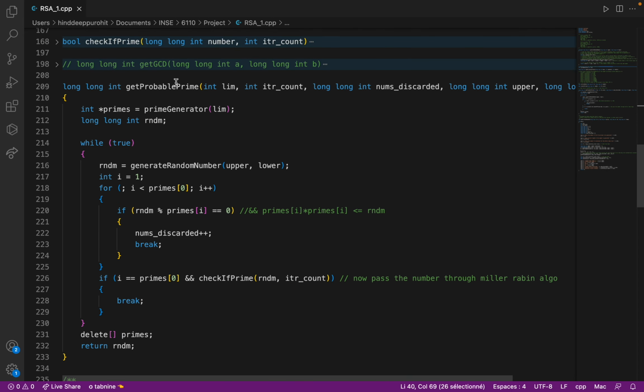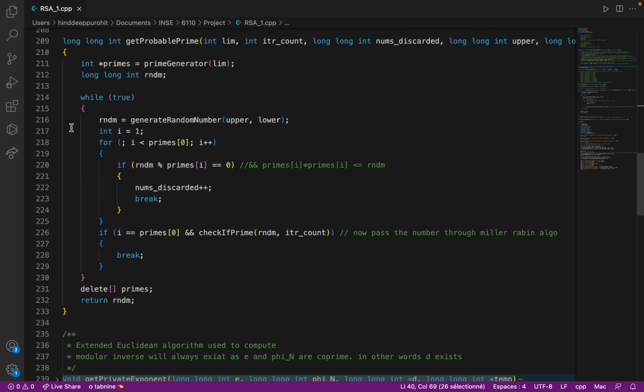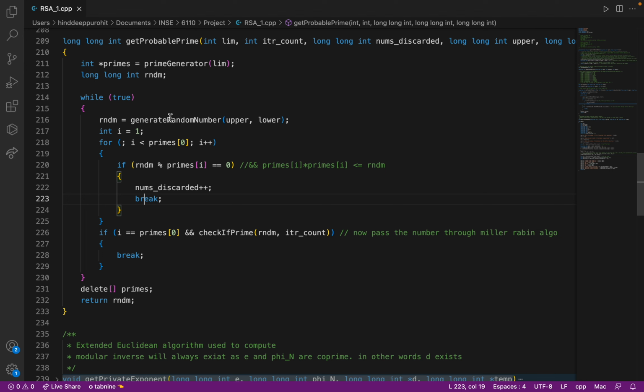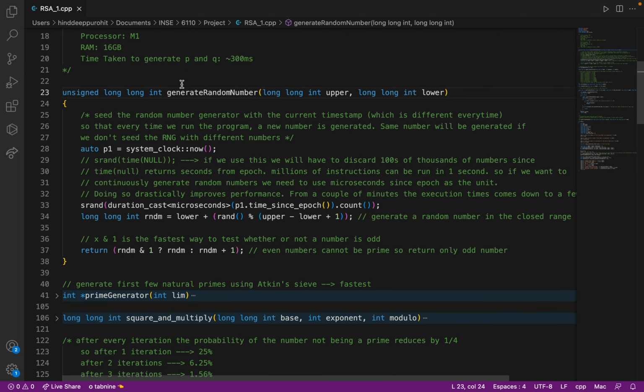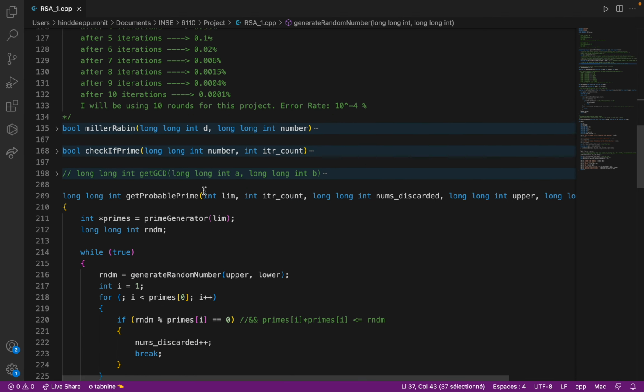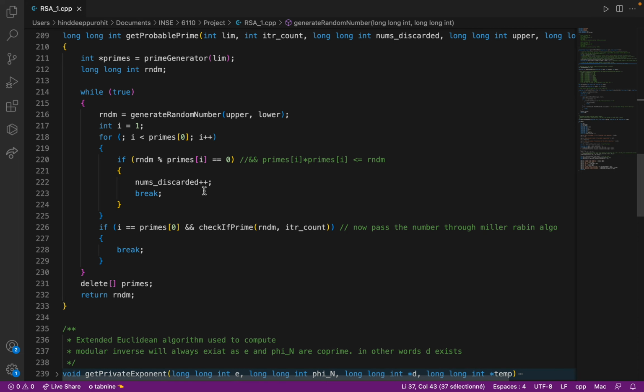Then going back to this probable prime function, in this particular while loop, I'm generating a random number. This is the implementation of the random number generator function, and using this I'm filtering out all the even numbers, because even numbers can never be prime. So this is used to generate random numbers and get a probable prime.